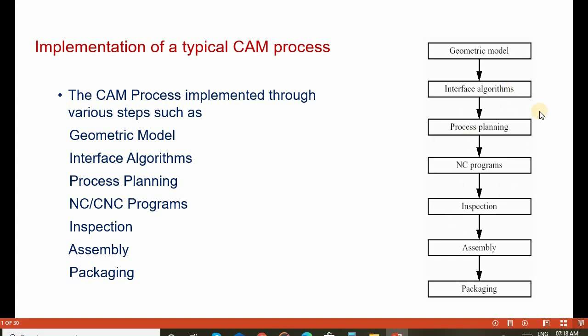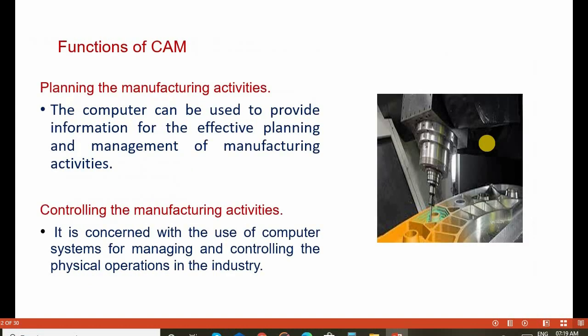This figure shows the flow chart of the computer aided manufacturing process. From the geometric model, it goes to the interface algorithm. Develop the algorithm for the specified geometric model which is going to be manufactured. Plan the process, so take the process plan. Then the NC and CNC programs are developed for machining or manufacturing. Once the product has been produced, it goes for inspection and checking the quality. Then it's assembled together. Then it's packed for marketing. So this process is called the computer aided manufacturing process.